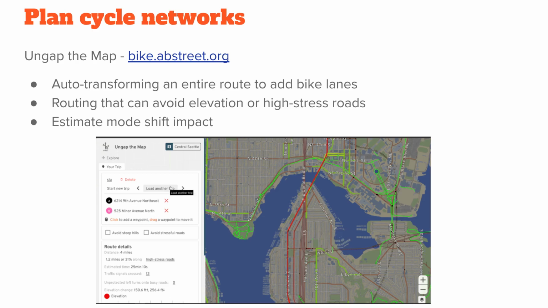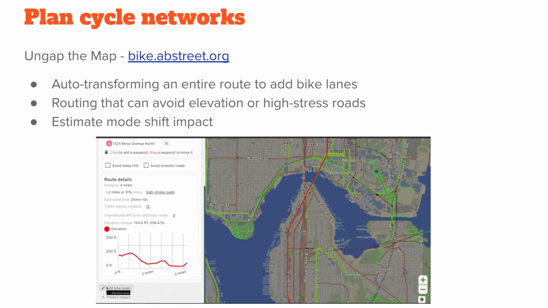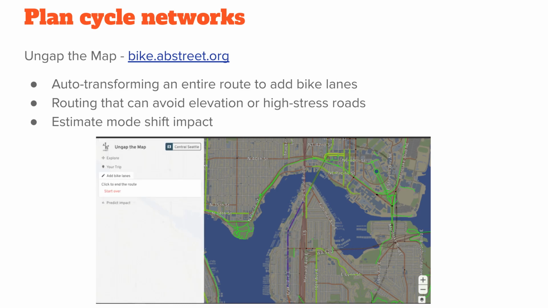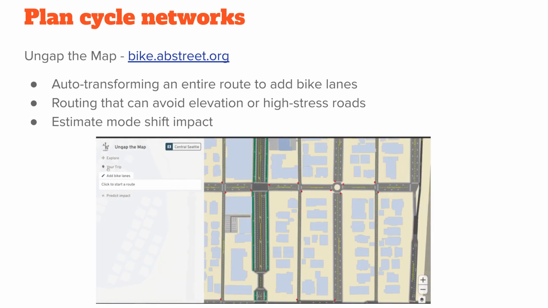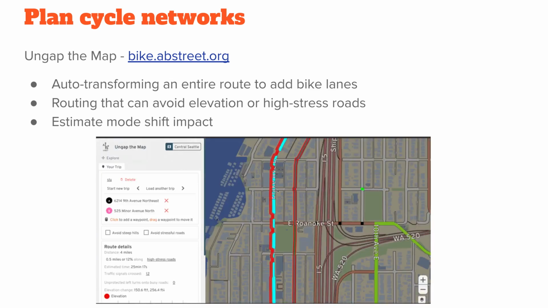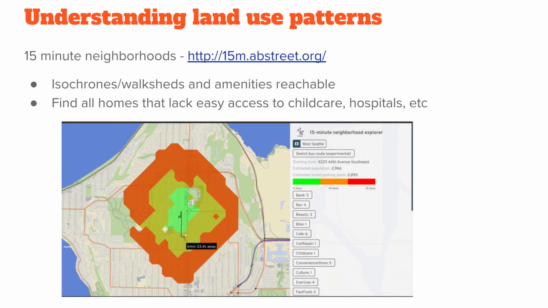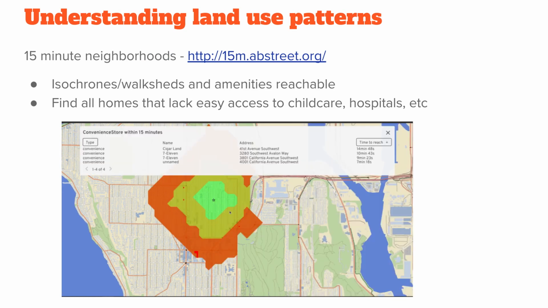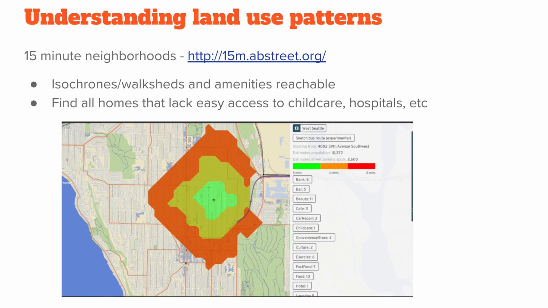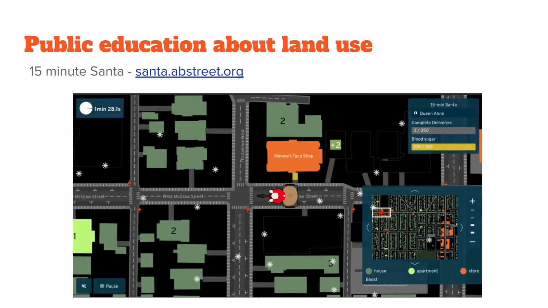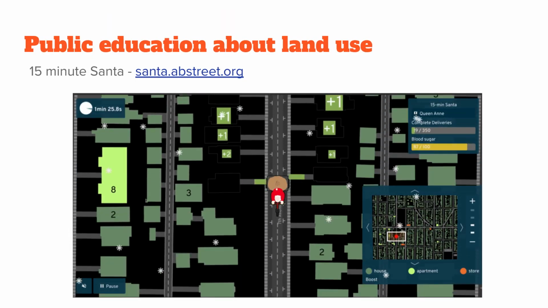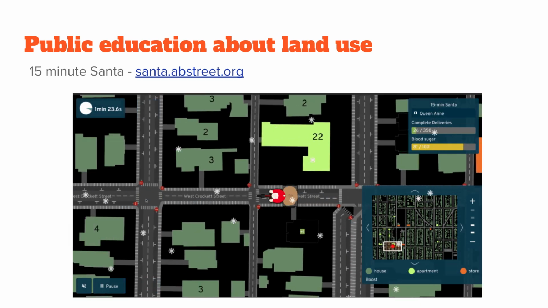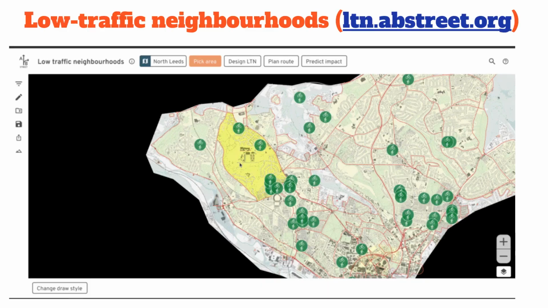The AB Street project has a bunch of other tools. One of them is called Ungap the Map, which helps you quickly plan out cycle networks in places where they're needed, and from a travel demand model get a very rough estimate of what the impact on mode shift might be from people switching short driving trips to cycling. There are also tools for understanding 15-minute neighborhoods, what businesses are accessible within a short walk of a place. We've also experimented with simple arcade games to teach the public about the concept of 15-minute neighborhoods in a more fun way.